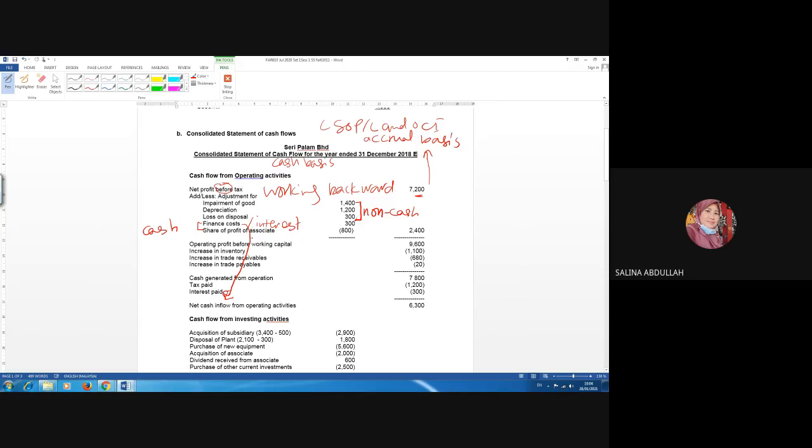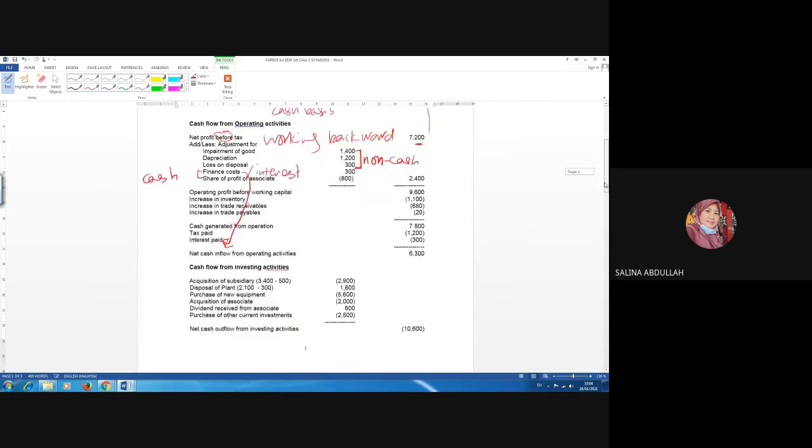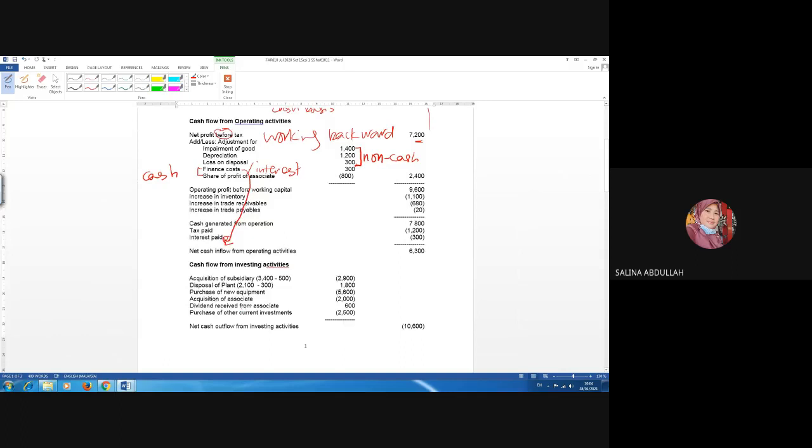And how about share of profit of associate? Okay, this will be because we have dividend received from associate down here as the adjustment. That's why you will deduct this associate.